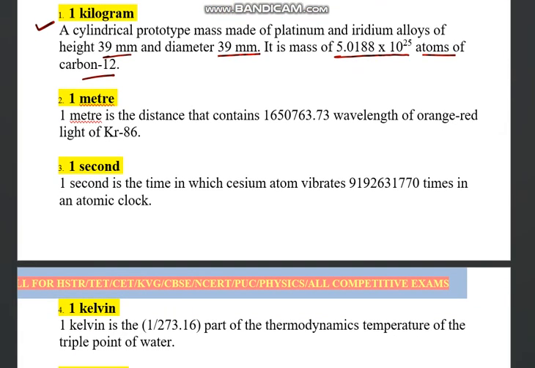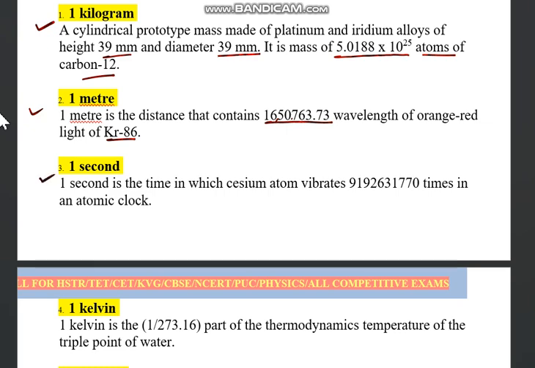Next, we will see the definition of 1 meter. The standard definition of 1 meter is the distance that contains 16,50,763.73 wavelengths of orange red light of Kr, that is krypton 86.